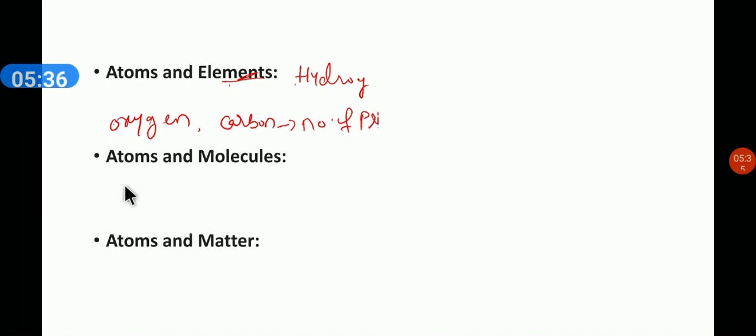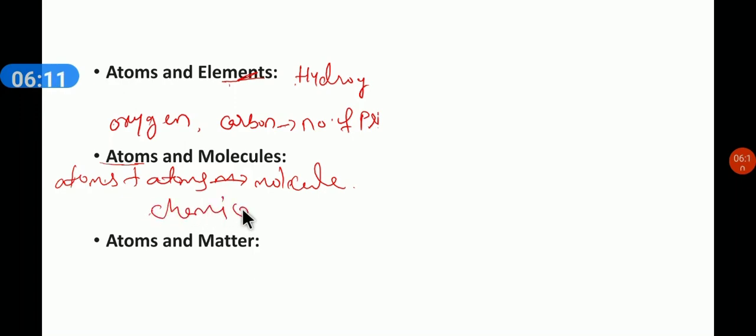Coming to atoms and molecules. Atoms can combine with other atoms to form a molecule, which is a group of two or more atoms held together by chemical bonds. For example, NaCl.